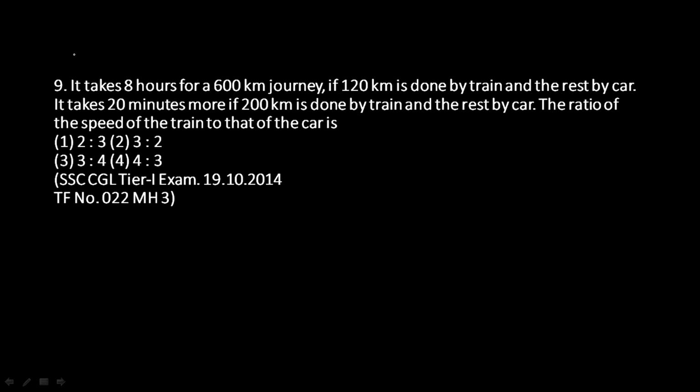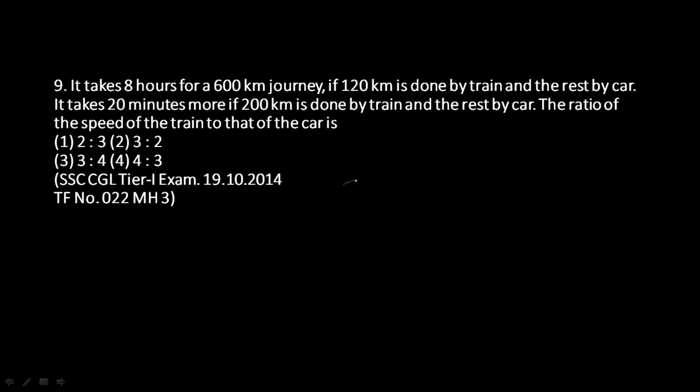Number 9 says it takes 8 hours for a 600 km journey if 120 km is done by train and the rest by car. It takes 20 minutes more if 200 km is done by train and the rest by car. The ratio of the speed of the train and that of the car is. It's an important type of question that is asked in almost every CGL, CHSL, SSC and MTS. Okay, so look at it carefully. How will you solve it?